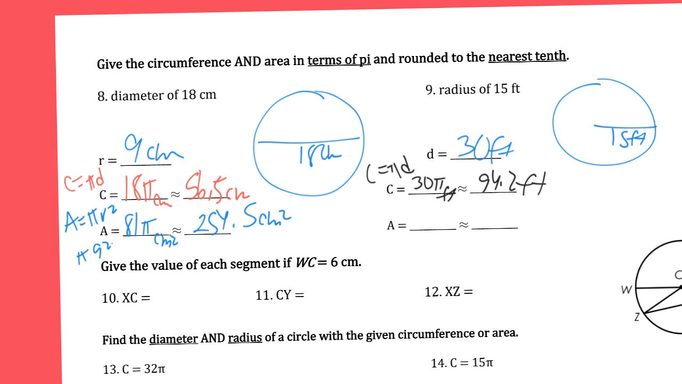To find the area, you're going to do pi times the radius squared. The radius is 15, so it'd be pi times 15 squared. 15 squared is 225, so it's 225 pi, and that's feet squared. If you did your calculator, you do 225 times pi, and that is 706.9 feet squared.